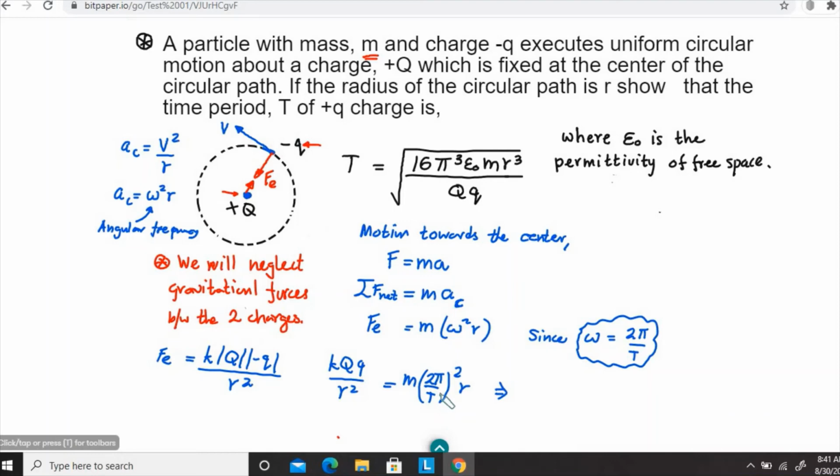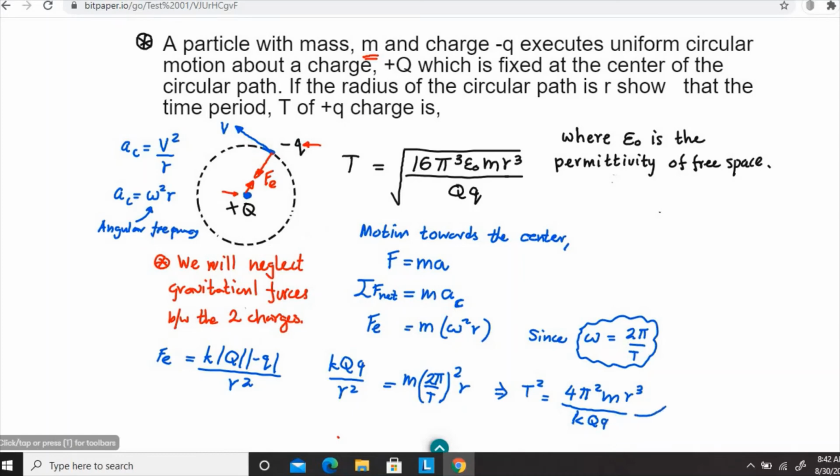I'll notice that there's a T squared in the denominator. I'm going to take it to this side, and I'm going to solve for T squared. So then in the numerator, I can take this r squared over there. Multiplied by this r, it will become r cubed. So I'll have 4 pi squared m times r cubed. And then in the denominator, I'm going to have k uppercase Q, lowercase q. Okay.